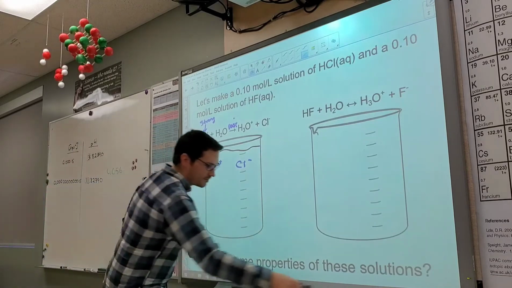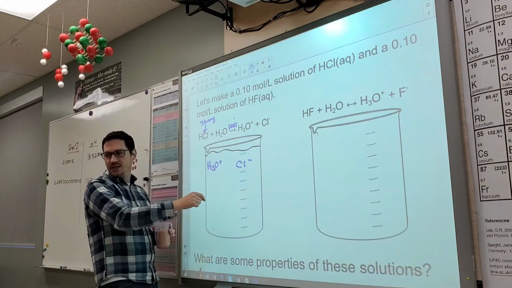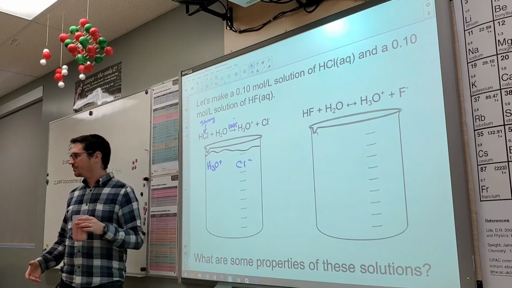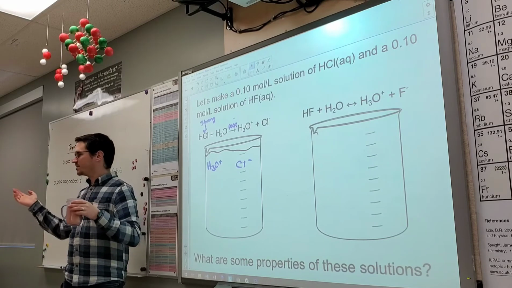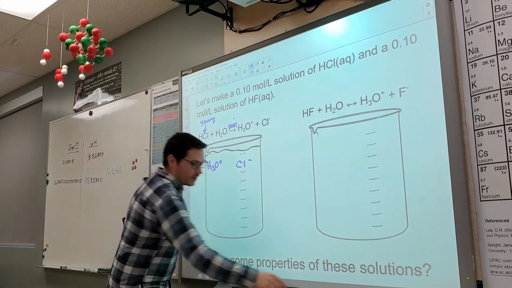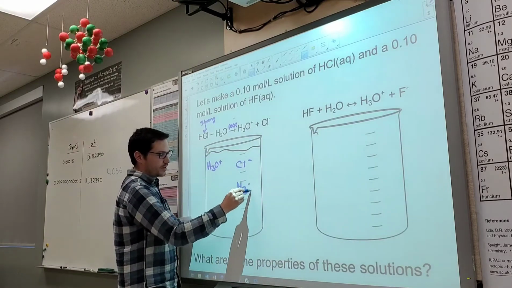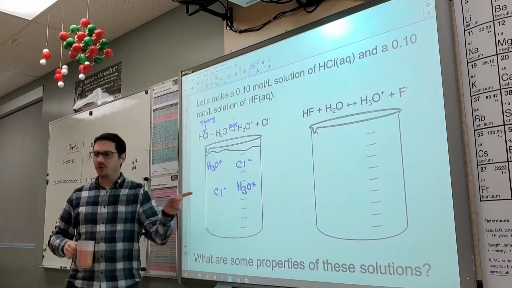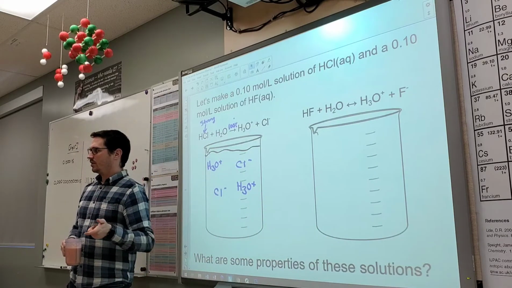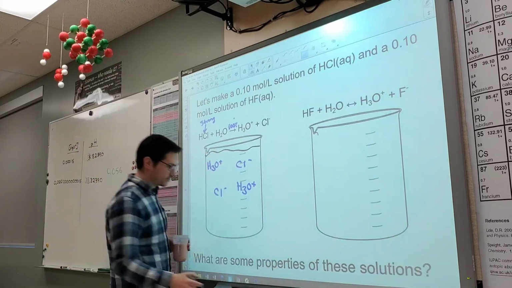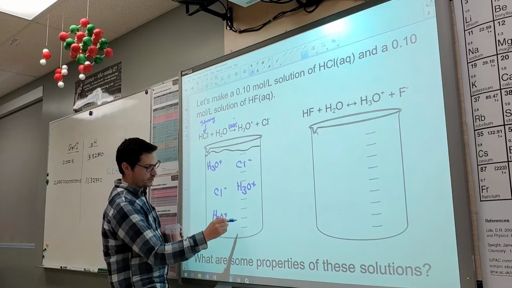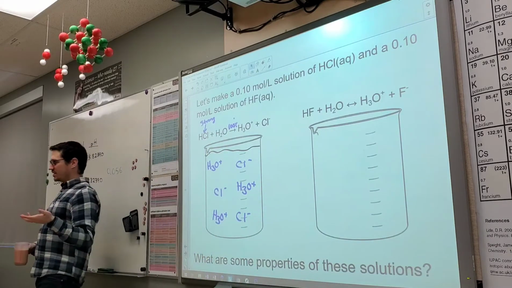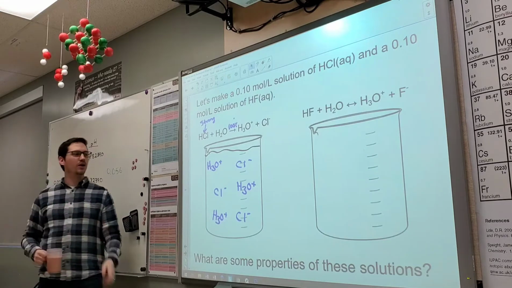Okay, perfect, no problem. I'm going to put another HCl in here. Immediately, once I put that other HCl in here, what's going to happen? It's going to break up. It's going to ionize in the water, right? So I'm going to put another one in here, H3O and a Cl minus. And I'm going to put another one in here, and what's going to happen? Okay, same thing. H3O and Cl minus.